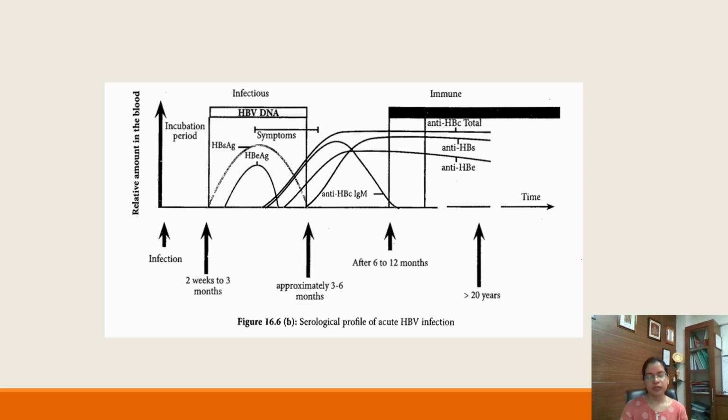When the infection is in the resolving phase, the antibody against the HBe antigen will appear. When HBe antigen level decreases, the antibody against the HBe antigen will appear. There is a phase when HBs antigen levels decrease and it is not detectable, and anti-HBs, the antibody against the surface antigen, is also not detected. This phase is called the window period, where the antibody against the core antigen, anti-HBc IgM, can be detected.